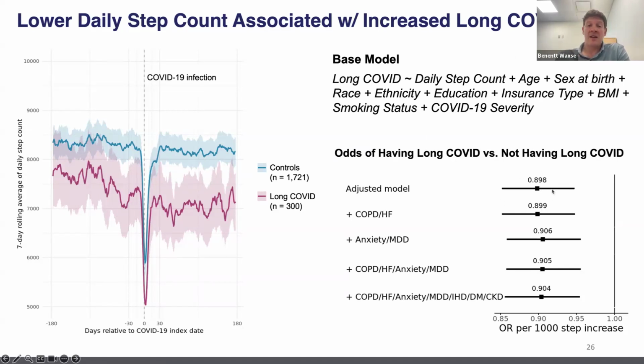So the odds ratio of having long COVID is 0.9 compared to 1 for every 1,000 step increase. And when we add in certain comorbidities, COPD, depression, anxiety, all of them, we're not able to erase this difference. This is something we are close to writing up, but a fun example of what you can do with the phenotype and wearable data.